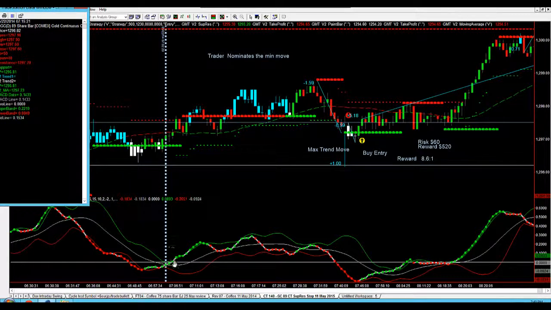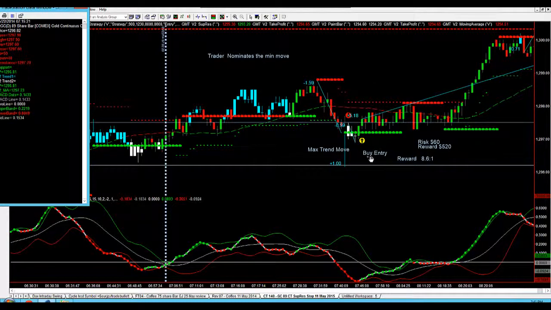We typically want to start our trading day after around about 7 on gold, because that's when the volatility and the volume starts to pick up. As you remember from our initial video, we're looking for a minimum move between our support and resistance. That's our precursor to setting up a trade. The trader nominates the minimum move, and for gold, it's got to be 1.5 points, so $150. That's the distance between our support and resistance.